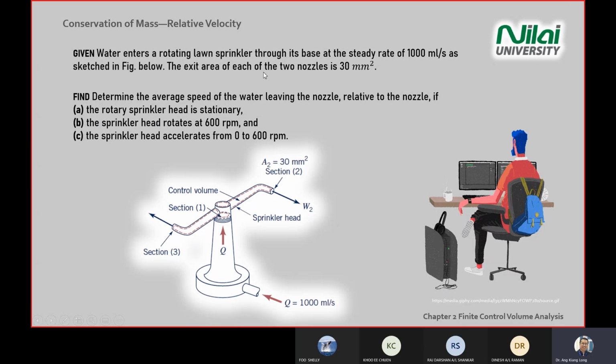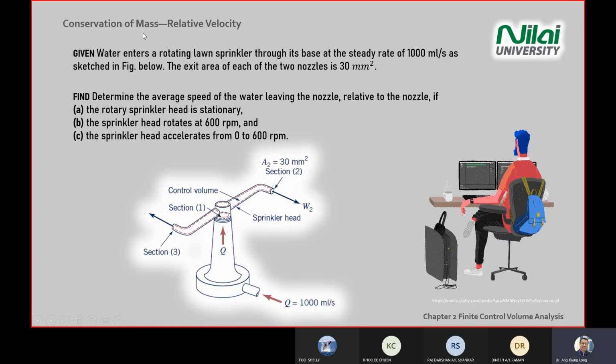The exit area of both nozzles is 30 mm square. As you can see on the diagram on your screen, it is labeled 30 mm square. Of course, in a test, we won't be so kind as to do this kind of labeling for you. You need to know the meaning from the question statement. In an exam, you won't see the diagram labels.